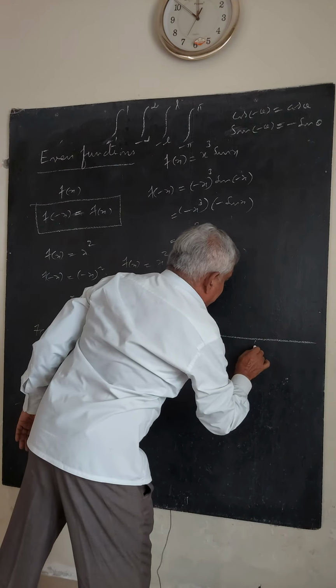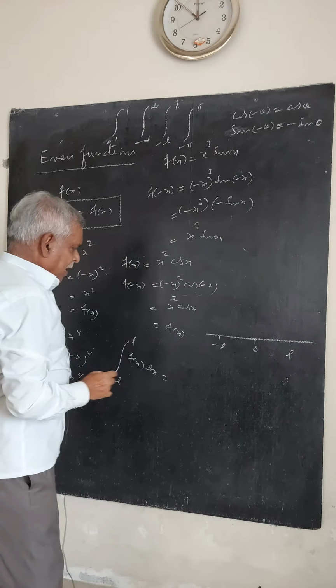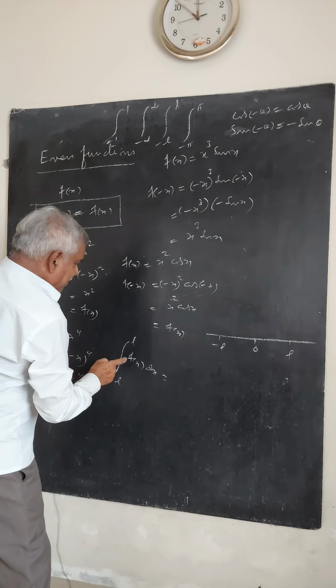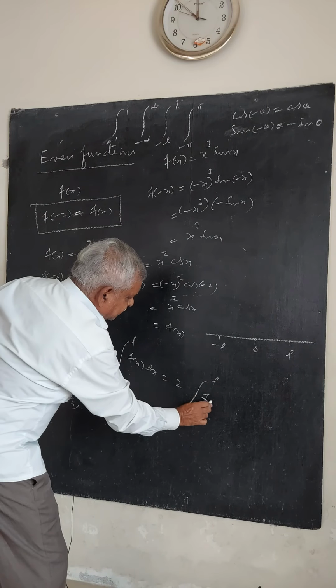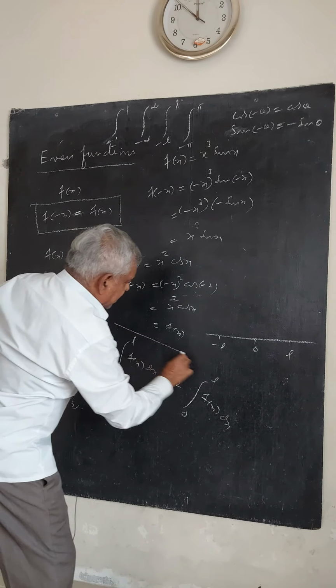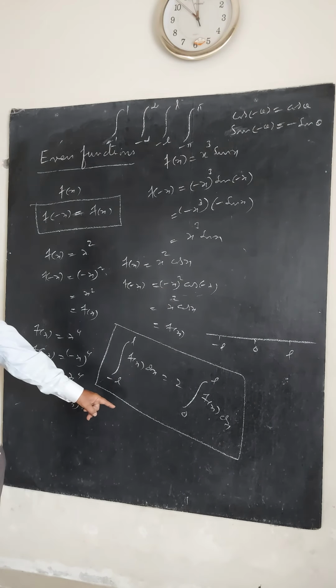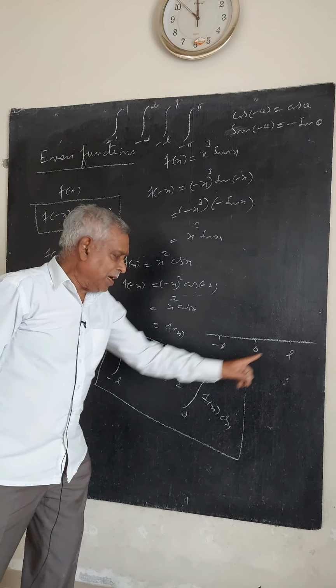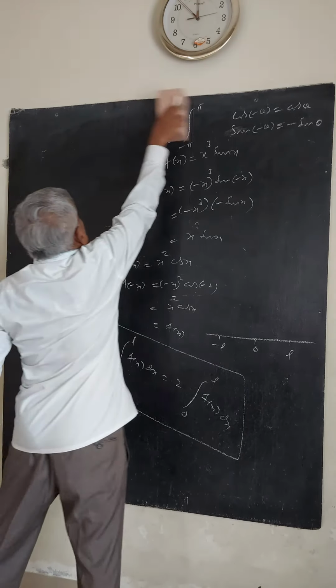See this. This is 0, this is minus L, this is plus L, minus L to L. If the function is even, it is twice the integral from 0 to L of f of x dx. This is an even function. We have to take twice the integral from 0 to L for even functions. We are going to apply this mostly in the complex form of Fourier transform only. Let us do sums.